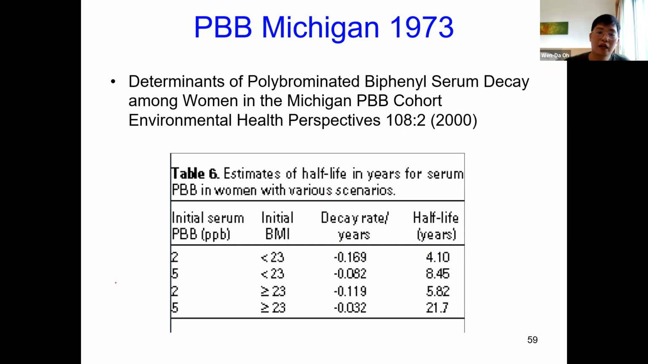So this is not just a 1973 issue. Even after 20 years, we can see that they still detected the PBB in the livestock, in the samples, in many different kinds of sampling, in different areas. For example, this is a half-life for serum in the woman. In humans, they detected this PBB in the woman.